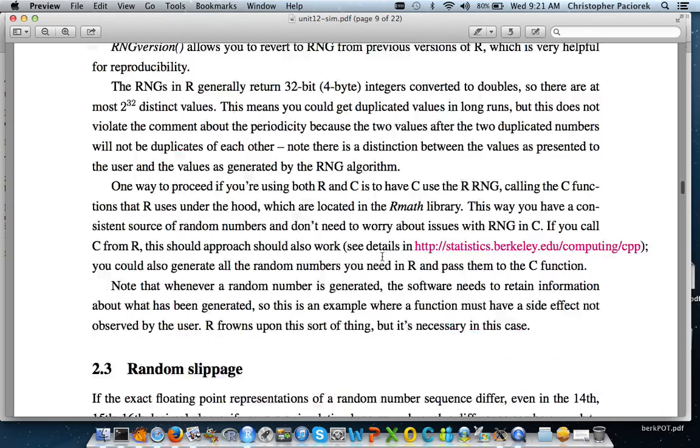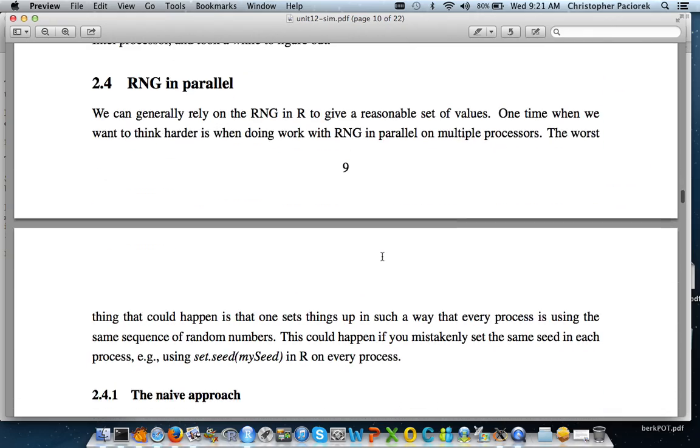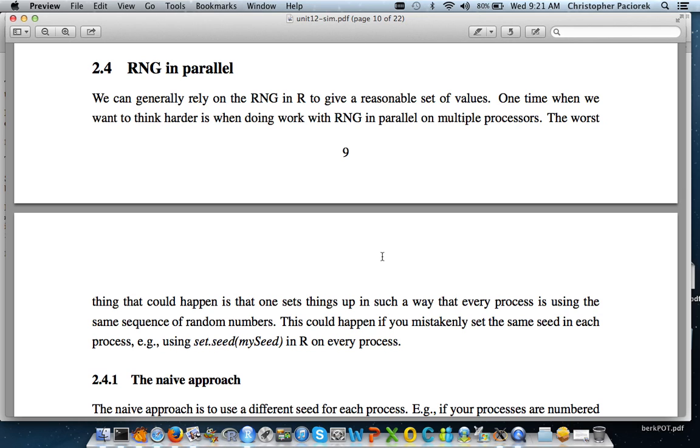Okay, so let's talk a little bit about generating random numbers in parallel, which goes back to this thing that I've drawn here. The basic story here is that there's a really bad way to do this, there's an okay way to do this, and then there's a really good way to do this if you want to generate random numbers in parallel and have your work being done in different chunks.